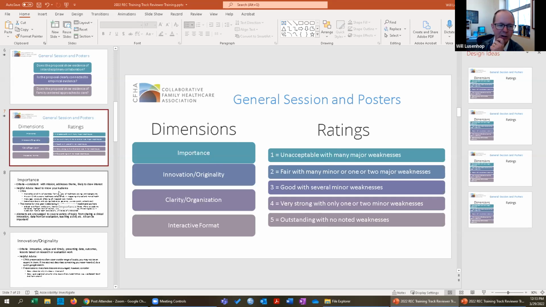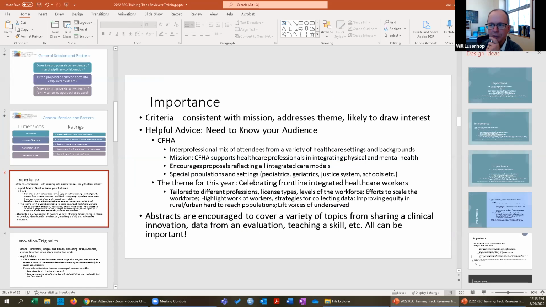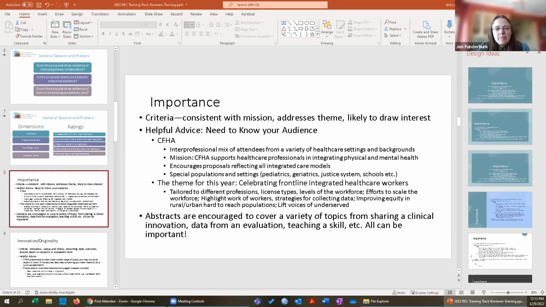Then if we go down here and try to operationalize for a moment, Jen, I'm going to let you, if you feel familiar with these slides, give me a beep and I'll advance. Yeah, that sounds great. I just broke out each of these dimensions and tried to give you some helpful tidbits that might be useful as you go through reviewing on these dimensions.